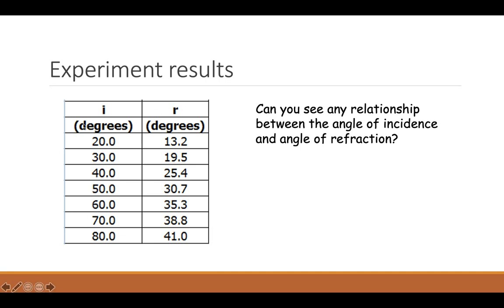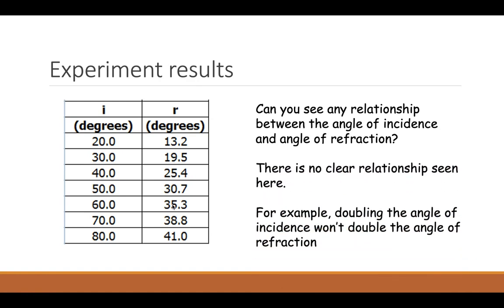Well, personally, I can't see any relationship between the variables. For example, if we double the angle of incidence, let's say from 30 to 60, are we going to double the angle of refraction, 20, 35? No, we're not doubling it. So there is not any real relationship going on here.